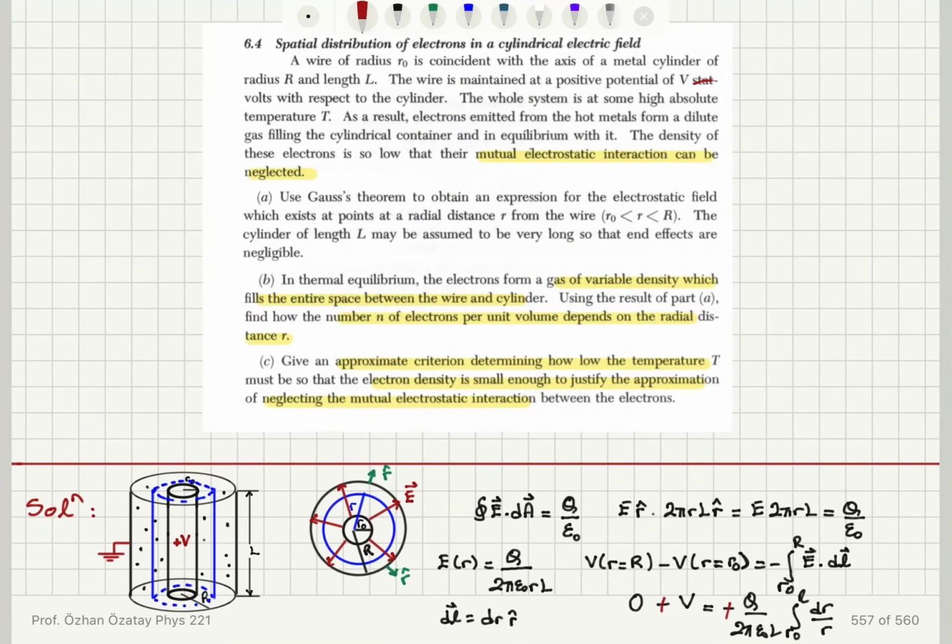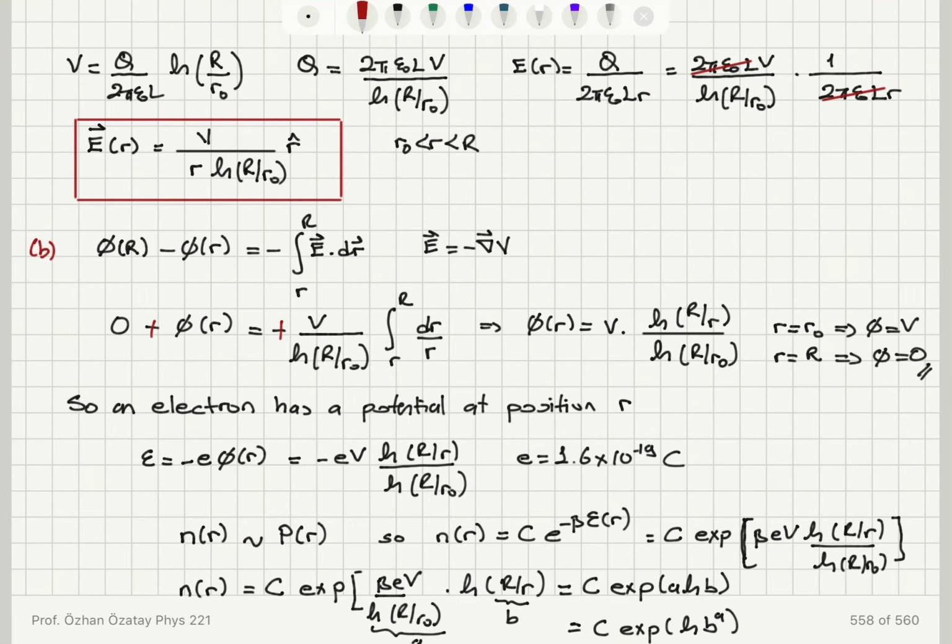And in part B, I was supposed to calculate how the gas electron density changes with radial distance. For that, I calculated the potential difference between the outer surface and the radial distance r from the center. That is minus the integral from r to capital R of E dot dr. The electric field is minus the gradient of the potential. And I found that the potential as a function of r is V times the natural logarithm of capital R over r, divided by the natural logarithm of capital R over r0. I also checked the limits r equals r0 and r equals R, and this seems to work.